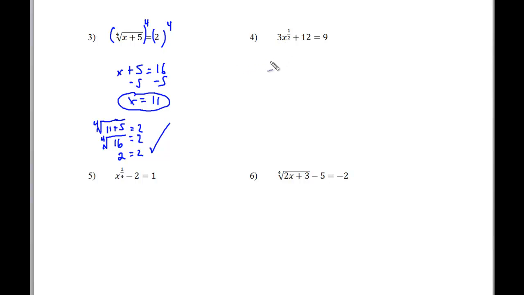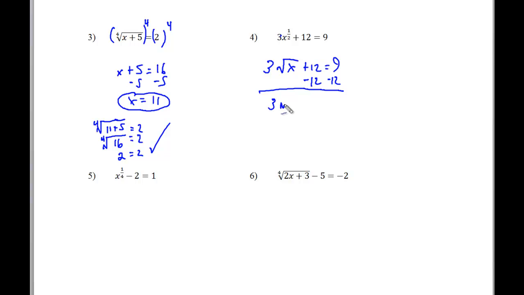Now, number 4 is written a little strangely, but it's really 3 times the square root of x plus 12 equals 9. A common mistake is people think that the 3 is included in this square root, or this 1/2. That's not the case. The only way for the 3 to have been part of the square root is if the 3 was in parentheses with the x. So now this changes the problem a little bit. We're going to subtract the 12 from both sides.